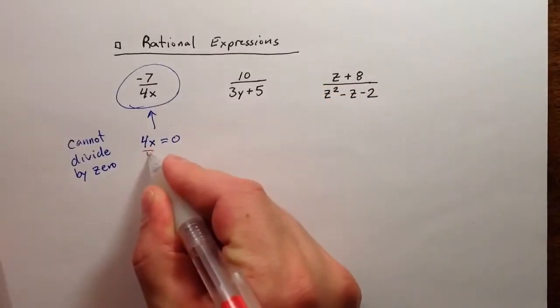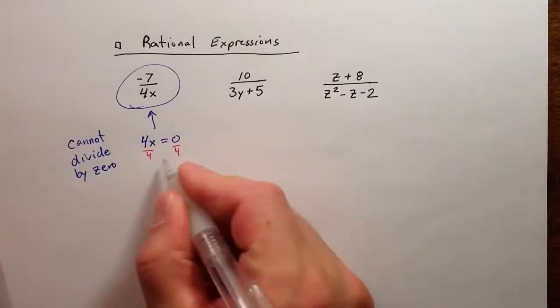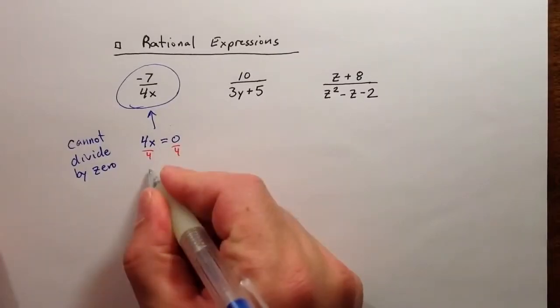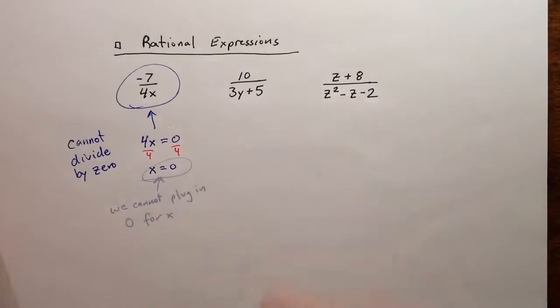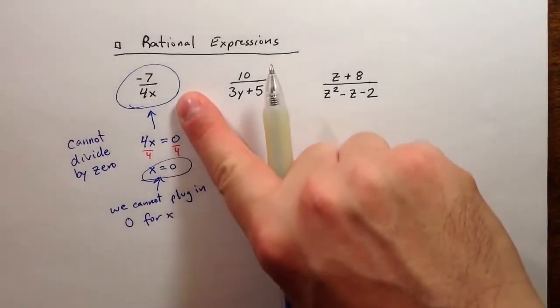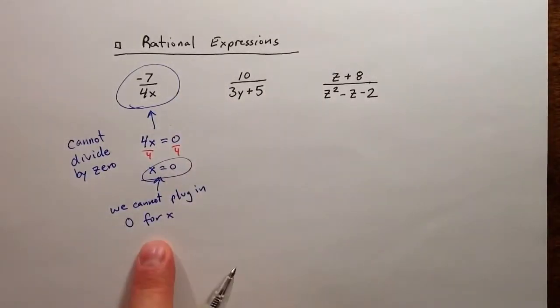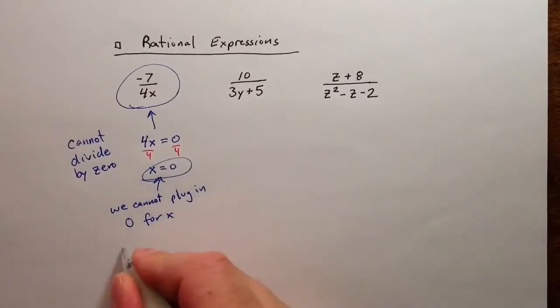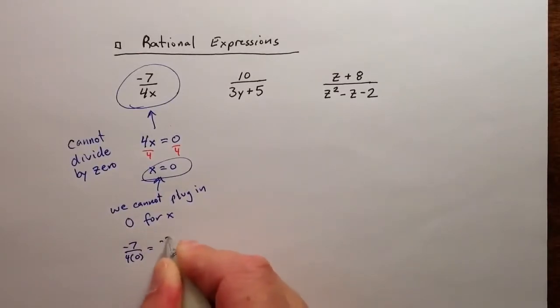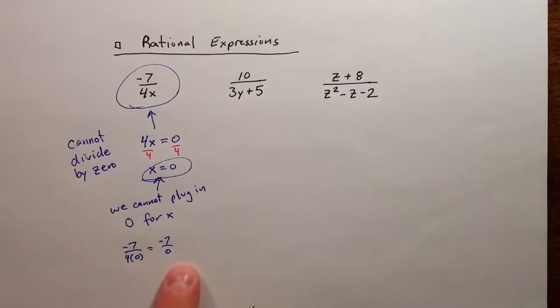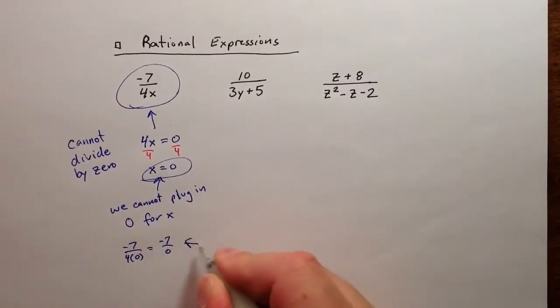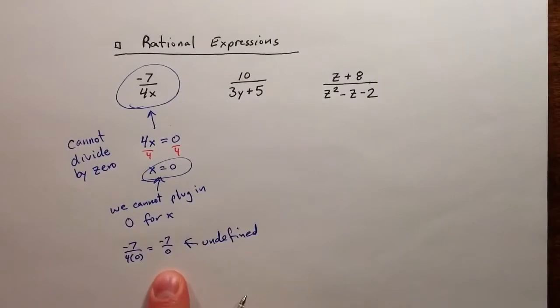For example, I can't plug in any value for x that makes 4x equal to 0. Of course, 4x equals 0 exactly when x equals 0, because if I divide both sides by 4, I just get x equals 0. So as a result, for this rational expression, I can't plug in the value 0 for x, because it would give me -7 over 4 times 0, but that's just -7 over 0, because anything times 0 is 0, and then that's undefined. And so I can't make sense of the expression. I can't find a number that the expression equals.